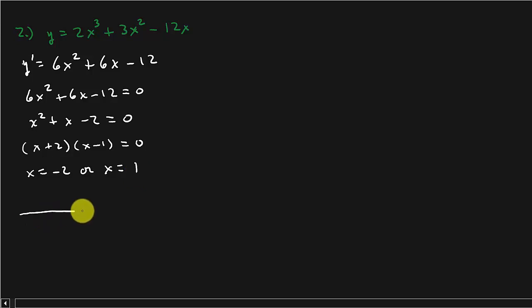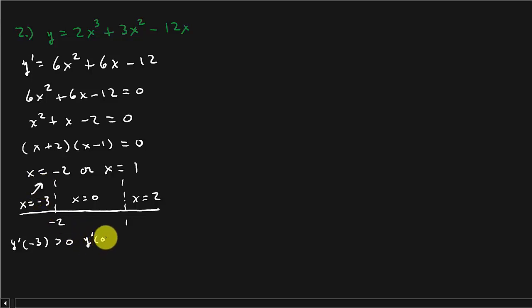And so I'm going to plot those on the number line. I've got negative 2, I've got 1. So I'll test x equals negative 3, x equals 0, and x equals 2. And so I've got y prime of negative 3. What I'm going to do is just plug it in because all I care about is whether it is positive or negative. That's the only thing that matters. If I plug the negative 3 in, that's a negative, that's a negative, negative times negative is positive, so it's increasing.